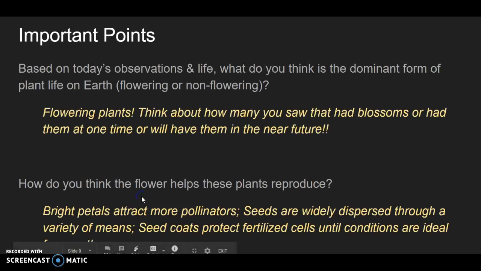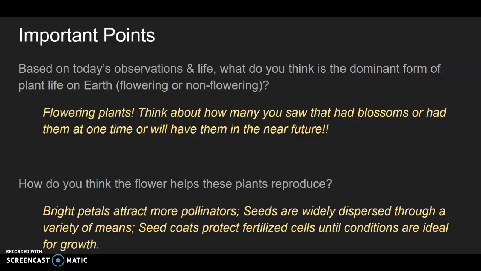So looking at today's observations and life in general, the point of consideration is the dominant plant life on Earth, and that comes from flowering plants. So if you think about how many plants that you either saw in bloom or have the potential to blossom, that's where you're going to see the greatest number of plant species.